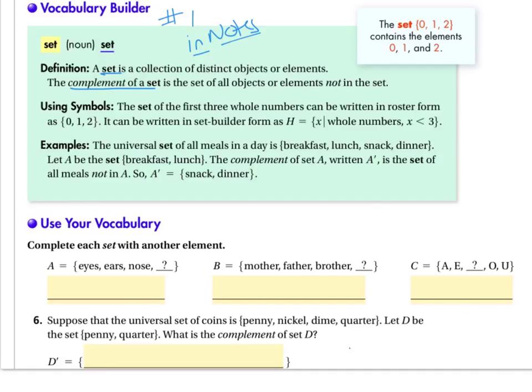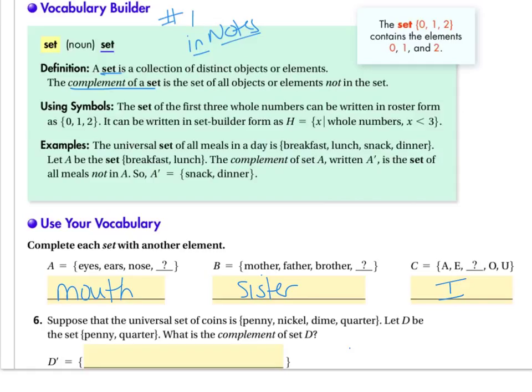So let's try a few examples. Complete each set with another element. For example, set A: eyes, ears, nose, and mouth. Mouth is it. Set B: mother, father, brother, and you got it, sister. Set C: A, E, blank, O, U. A, E, I, O, U.